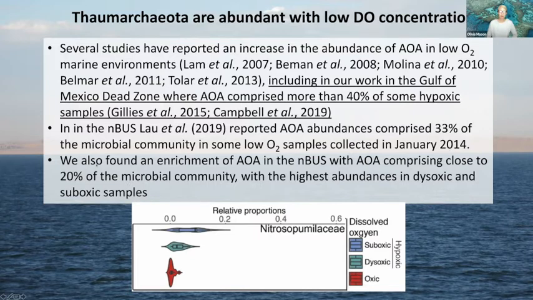Lauren comes along and collects samples in 2017, April to May, when the cruises went out. She also found an enrichment of AOA in the NBUS, and up to 20% of the microbial community was this type of Thaumarchaeota that oxidizes ammonia. The highest abundances were in dysoxic and suboxic samples, which is shown here: suboxic to dysoxic to oxic.